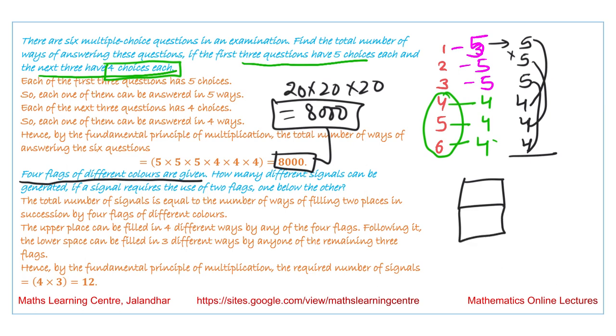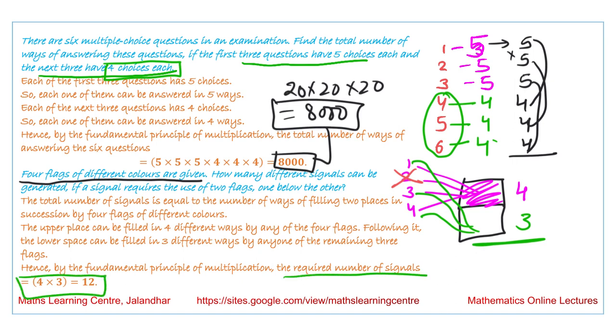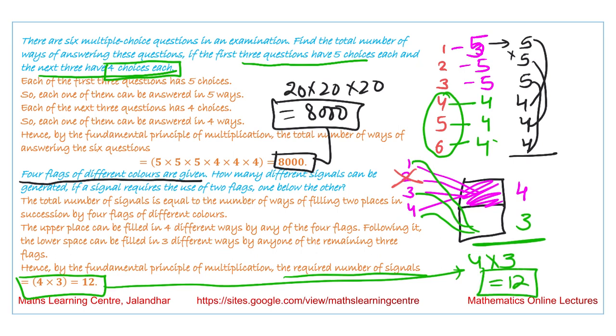there are 4 flags we have, 1, 2, 3 and 4. So at the first place we can choose the flag out of these 4 options. Suppose we have chosen any of these flags. So for this second place we are left with these 1, 2 and 3 options. So we are saying, by fundamental principle of multiplication, that the required number of signals we have is 4 into 3, that is equal to 12. So there are total 12 ways to generate the signal with these 4 flags.